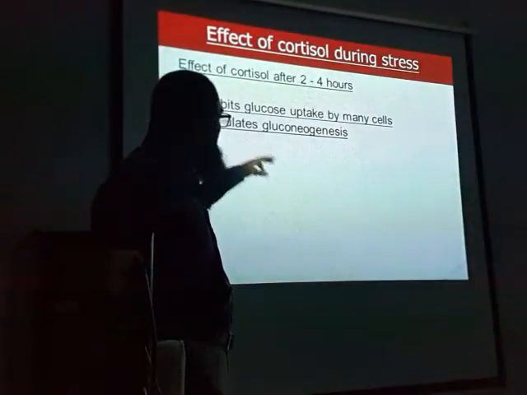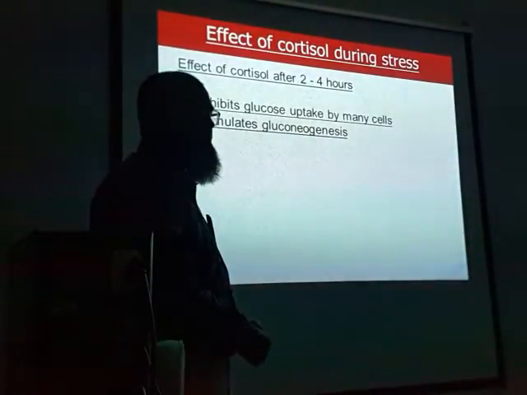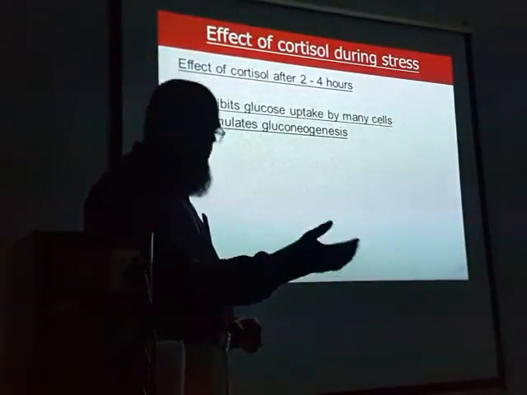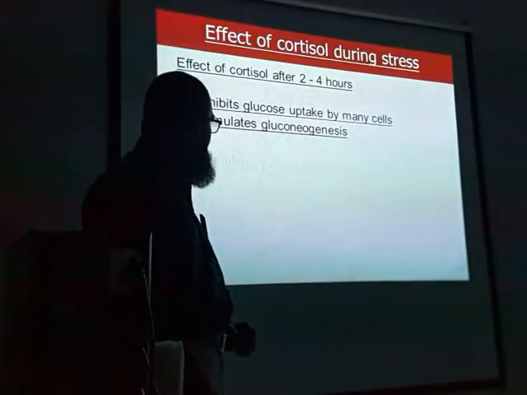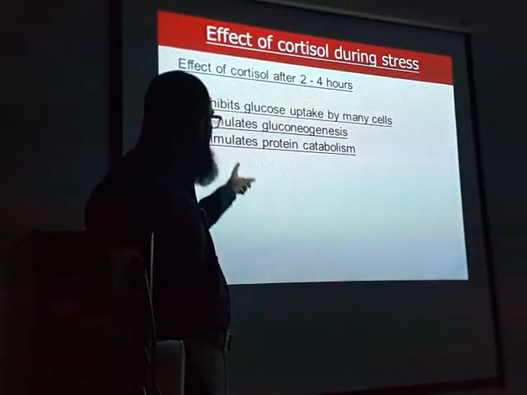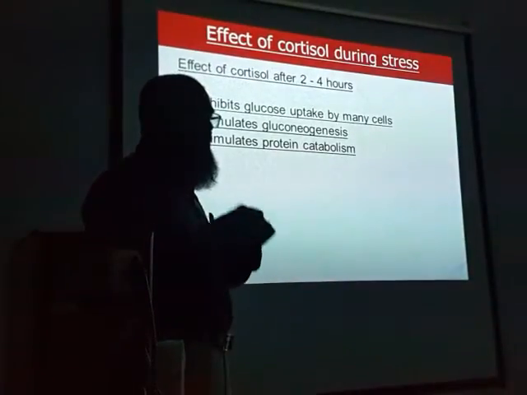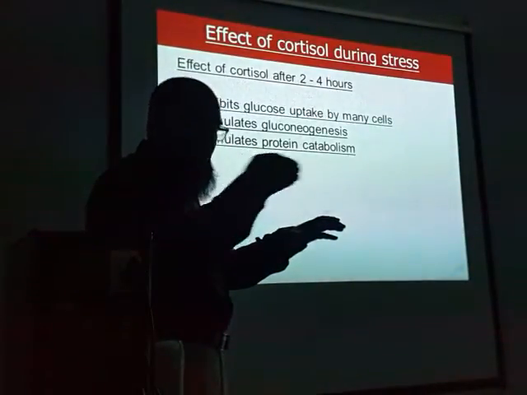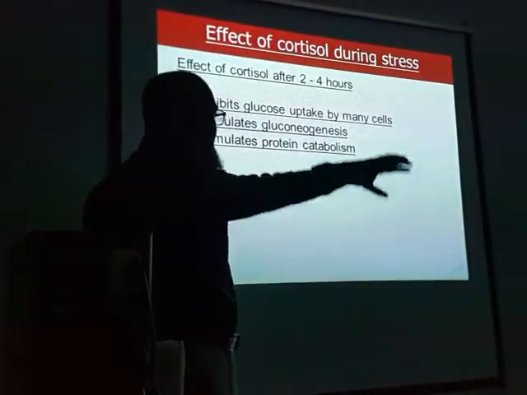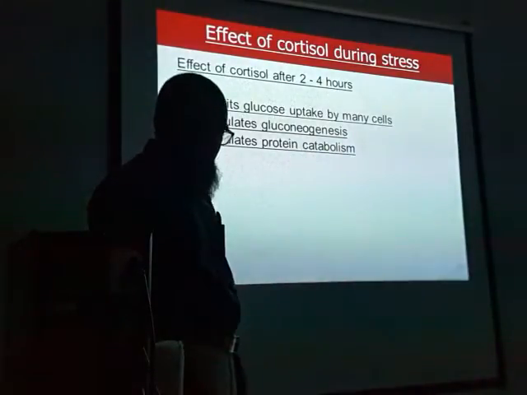Then second, it stimulates gluconeogenesis. Again, what does cortisol want? To increase blood sugar level. It stimulates protein catabolism. More protein catabolism, amino acid release. Amino acids go for gluconeogenesis.